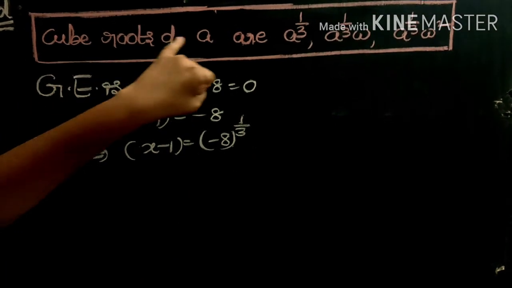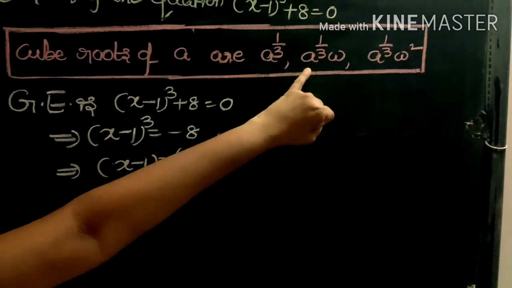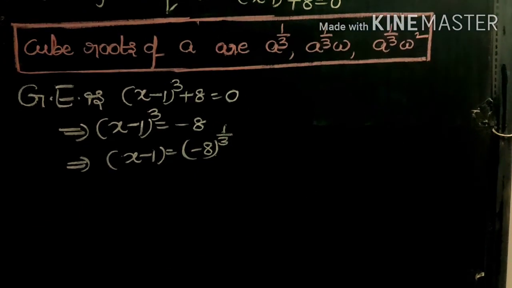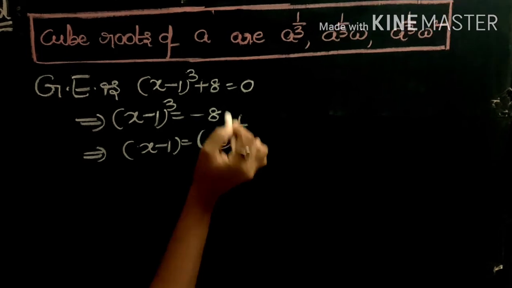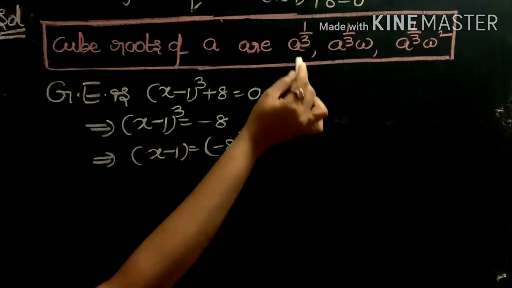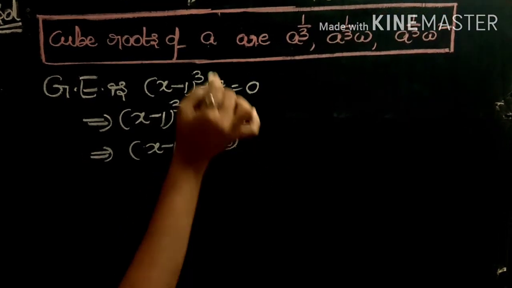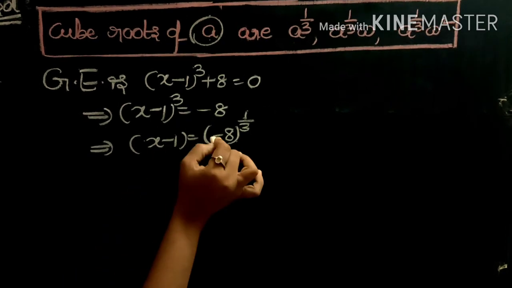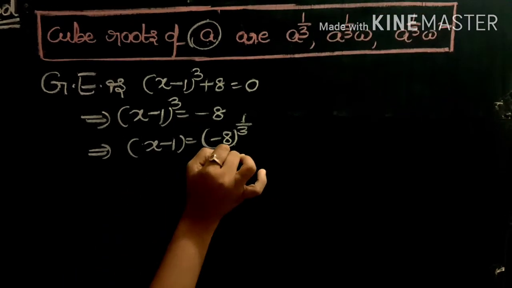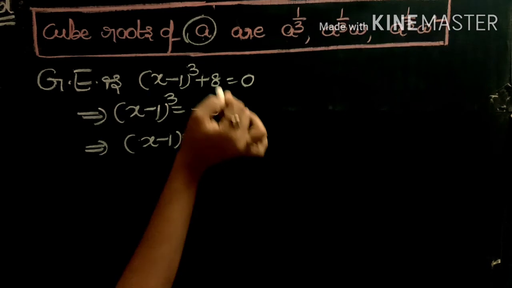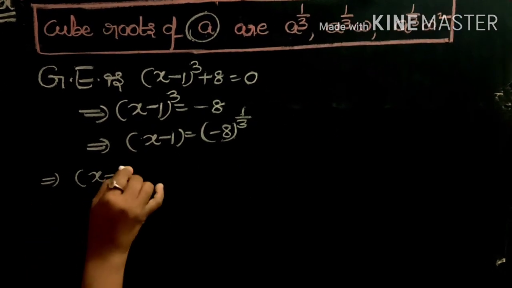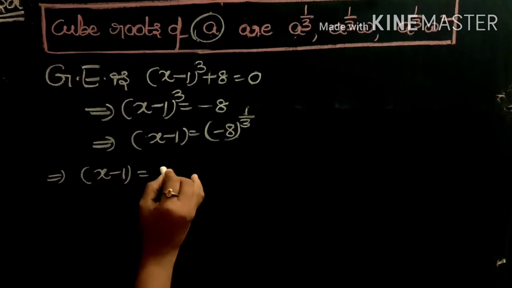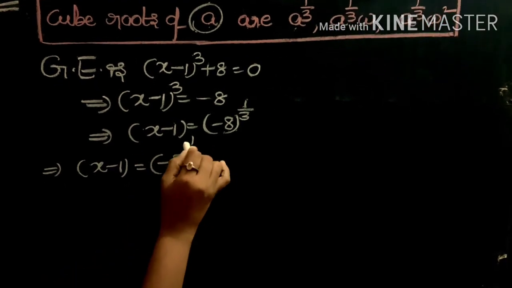Already we know that cube roots of a are a power 1 by 3, a power 1 by 3 omega, a power 1 by 3 omega square. But here we want the values of cube roots of minus 8, so in the formula in place of a we take minus 8. So cube roots of minus 8, replacing a with minus 8 in the above formula, x minus 1 equals first value a power 1 by 3, that is minus 8 power 1 by 3.